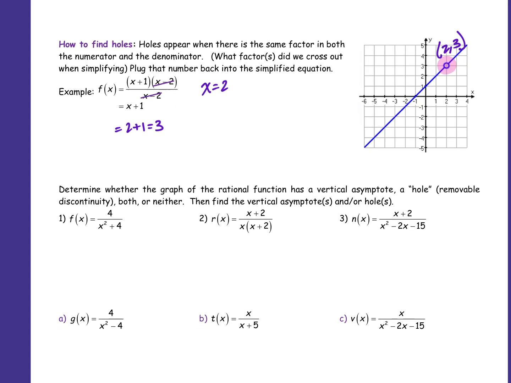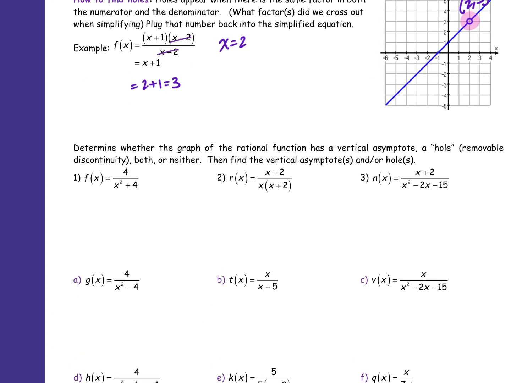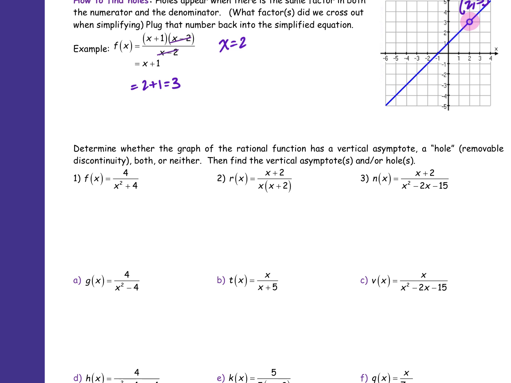So our next little section says, what does our next section say? Determine whether the graph of the rational function has a vertical asymptote, a hole, both or neither. Then find the vertical asymptotes and or holes. So I need to find both, okay?